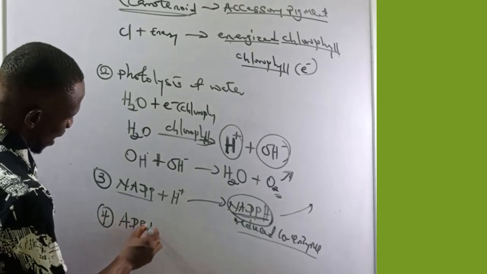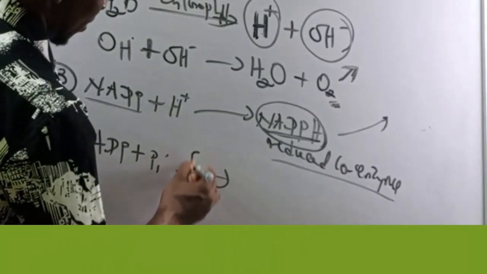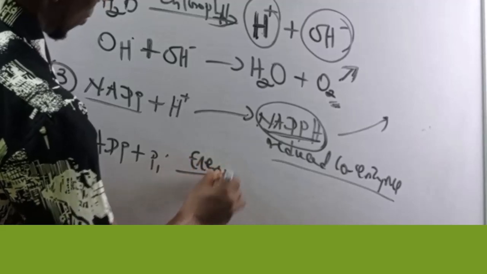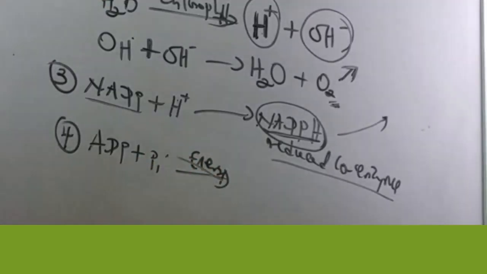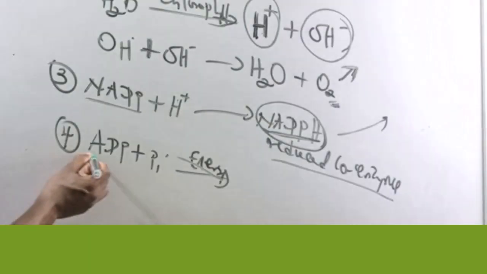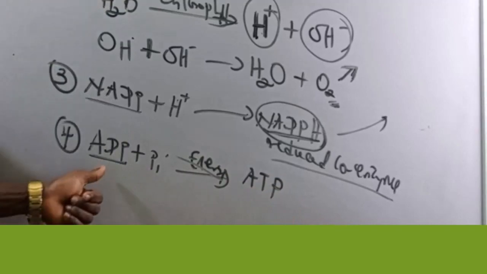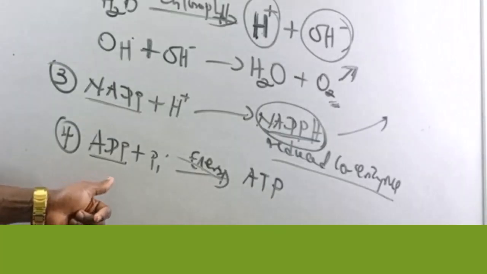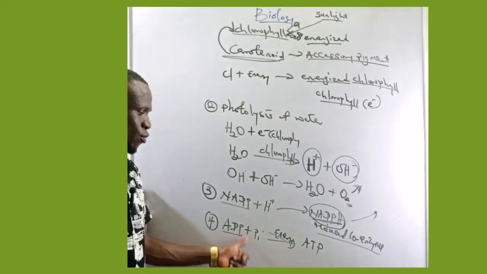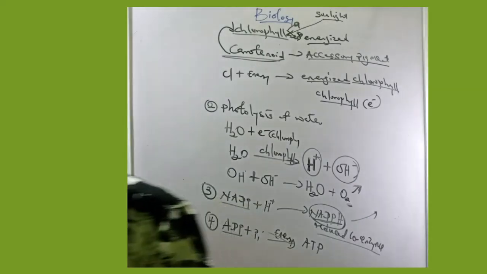ADP will react with another phosphate. The energy that enables this reaction is the remaining energy from the chlorophyll, which will be used to convert ADP to ATP. I believe you know that ADP means adenosine diphosphate, while ATP means adenosine triphosphate.